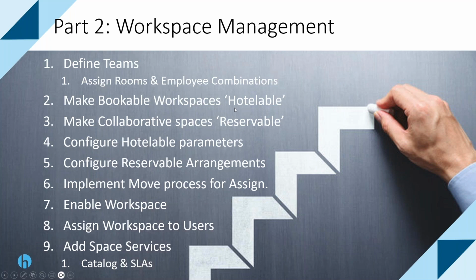You need to identify which spaces are hotelable, meaning bookable by employees. What meeting rooms or collaborative spaces are going to be reservable and available to the employee through their self-service portal. There are also some parameters in Archibus. Each of these applications, what we call reservations and hoteling, work in different ways based on parameters that you choose. So you should look at some of those parameters to decide, for example, if you want to make a space approved or unapproved, and so on.